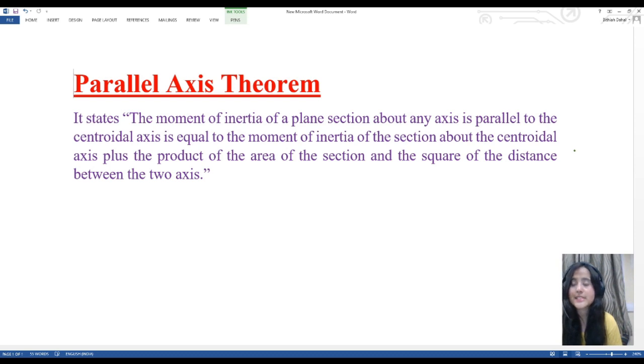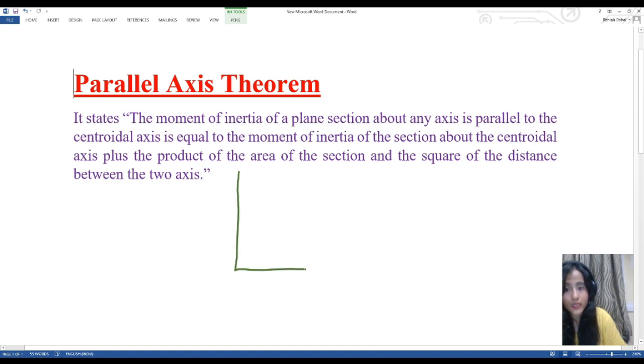Let me read its statement. It states that the moment of inertia of a plane section about any axis parallel to the centroidal axis is equal to the moment of inertia of the section about the centroidal axis plus the product of the area of the section and the square of the distance between the two axes. Okay, now let me explain with the help of a diagram. Let me draw a diagram here.